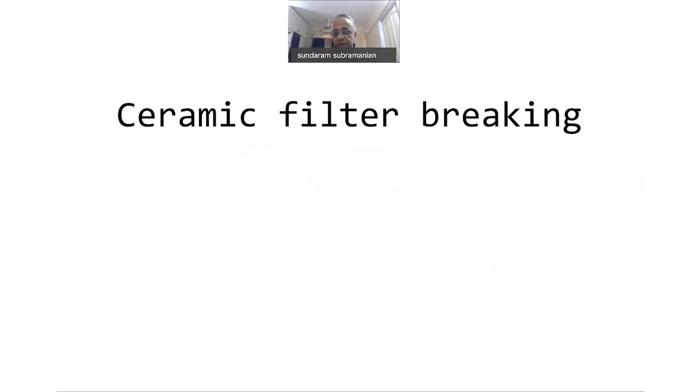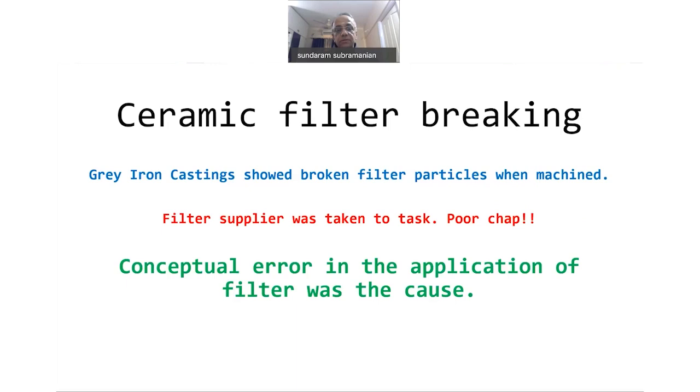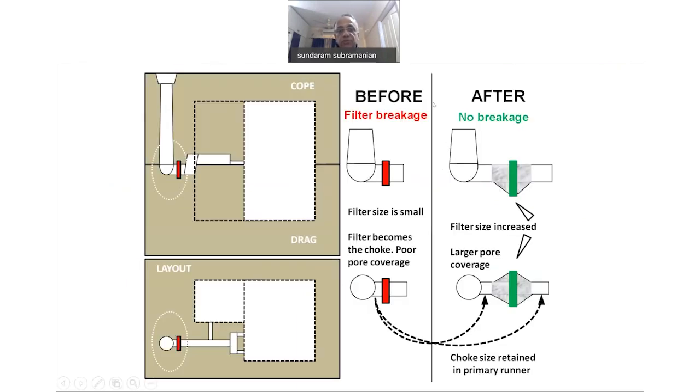Another example is breakage of ceramic filter. Gray iron castings showed broken filter particles when machined. This was the observation. The immediate reaction would be, oh, so the filter is breaking, so the filter is a problem. The filter supplier was taken to task. There was a conceptual error in the application of the filter, and that was the reason for breakage of the filter. It's difficult to imagine that, but let's see what is the actual. You'll see the before filter breakage.